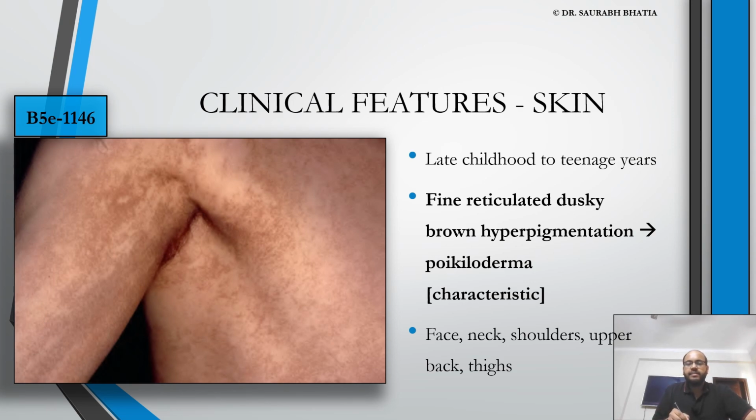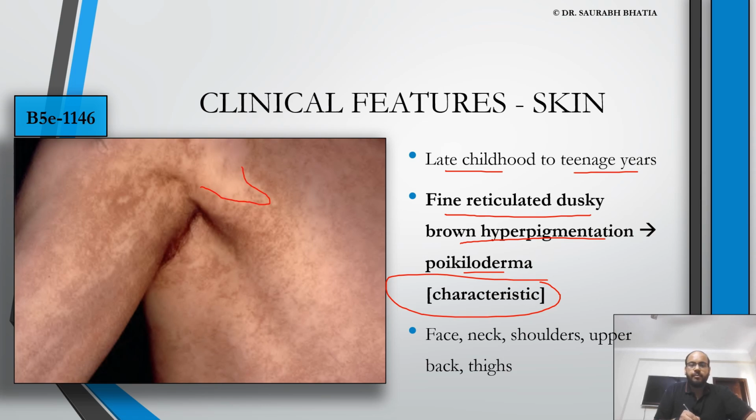In skin, involvement starts from late childhood to teenage years. It presents with a fine reticulate dusky brown hyperpigmentation which eventually forms poikiloderma, and this is the most characteristic cutaneous feature of DKC. Here you can see in this diagram that this mottled, fine reticulate dusky brownish hyperpigmentation is seen in the starting stages in DKC, which eventually leads to poikiloderma. Now, this hyperpigmentation may not be that apparent in dark-skinned individuals like those of Indian descent, but in Caucasians you can easily appreciate it. People of Indian descent, when they come, usually already have proper development of poikiloderma on the skin.